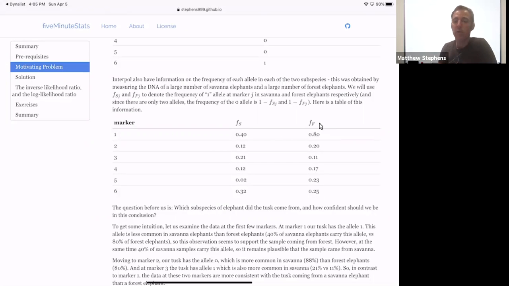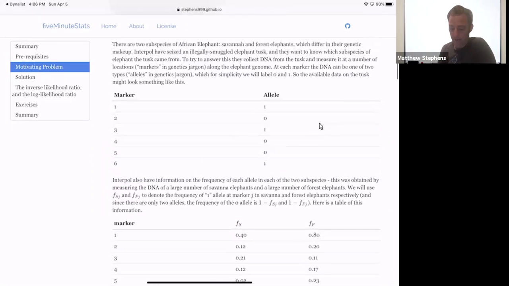And at marker 2, 12% of the savannas will be of type 1, whereas 20% of the forest will be of type 1, etc. So I assume that information is given. So now I'm going back to my data here. I'm asking, well, do these data support this elephant being a forest elephant or a savanna elephant?